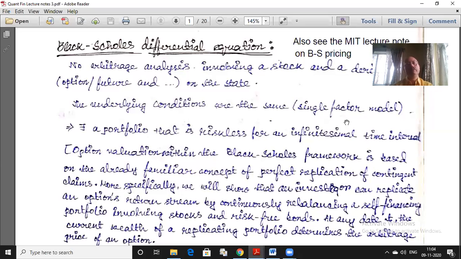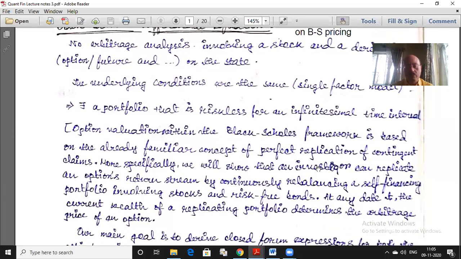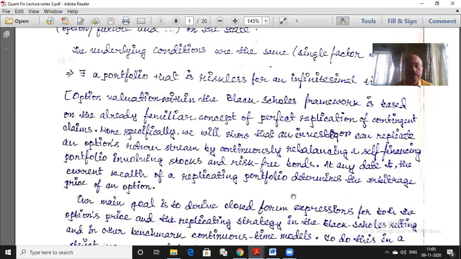So we still keep working with the single factor model, and we use the no arbitrage analysis in infinitesimal time intervals. So what we are going to construct then is a portfolio. We are going to show that there is a portfolio using this combination of stock and the derivative that is riskless for an infinitesimal time interval. So that's what our final objective is going to be like. So let's see how we do that.